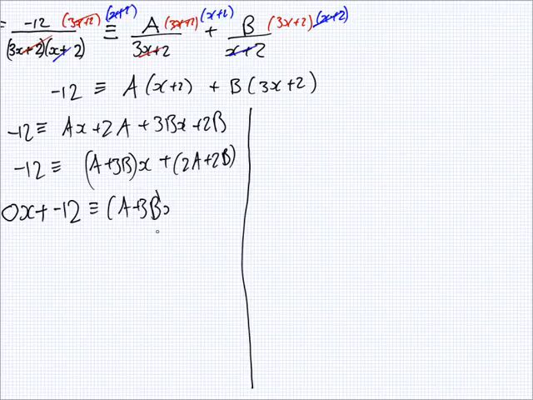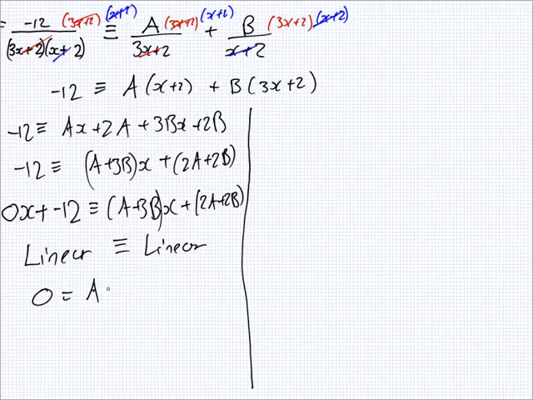So here you get 0x plus minus 12 should be the same as a plus 3b x plus 2a plus 2b. So what I did was I made a linear on the left and a linear on the right. And if they're supposed to be the same linear, then it means that 0 must be the same as a plus 3b, and minus 12 must be the same as 2a plus 2b.